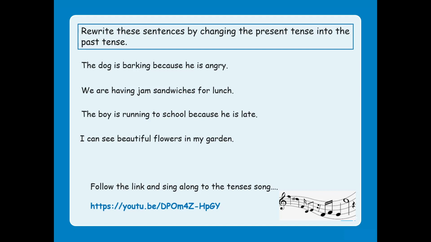When you have completed all of your sentences and written them in the past tense, follow the link and sing along to the tenses song. Have fun!